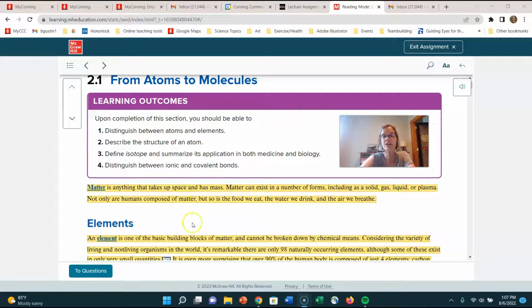So the highlighted areas are areas that you should concentrate on, but there can be information outside of that that will be useful to you too. So I'm just going to quickly go through sections 2.1 and 2.2. In 2.1, it asks you to distinguish between atoms, elements, and molecules.